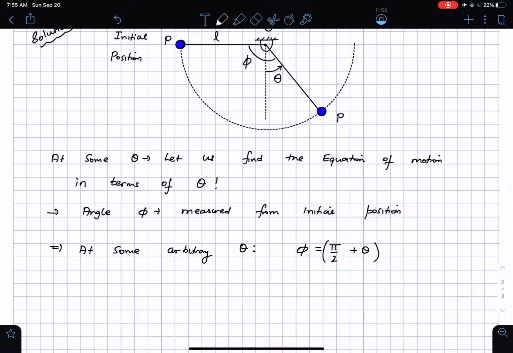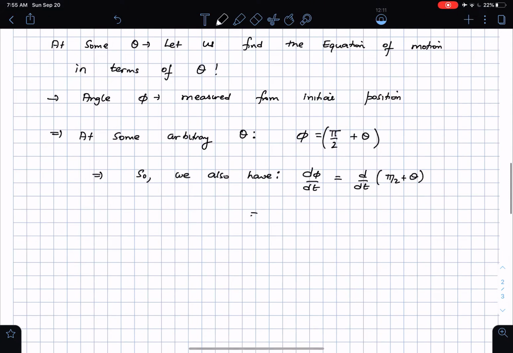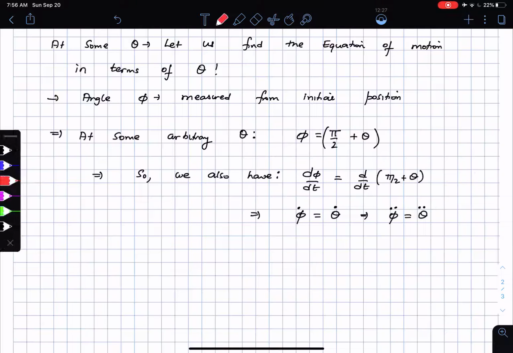Both of them are functions of time, which means that we also have the following. If I differentiate both sides with respect to time, d phi by dt is d by dt of pi by 2 plus theta, where pi by 2 is a constant. So phi dot is equal to theta dot, which also implies that phi double dot is equal to theta double dot. These are important pieces of information, so I'm going to underline that here, and have this one here as well. Okay, so that is important.